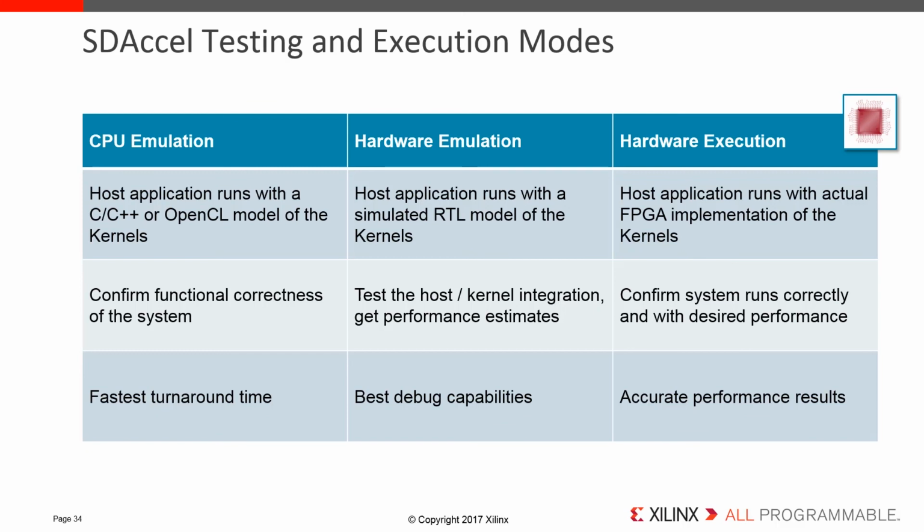The second emulation mode is the hardware emulation mode. Here the application runs with an RTL simulation of the kernels. Because this mode relies on RTL simulation, it is the slowest. But it's great to test the host kernel integration, get performance estimates, and debug insight.